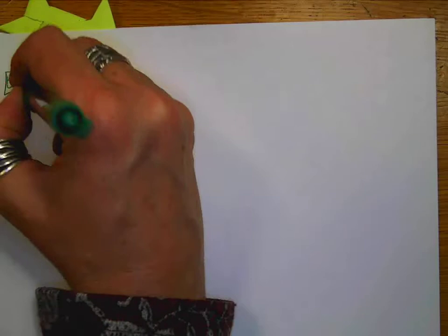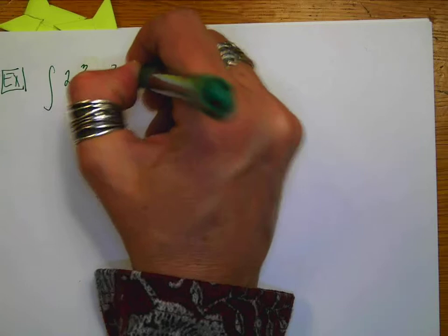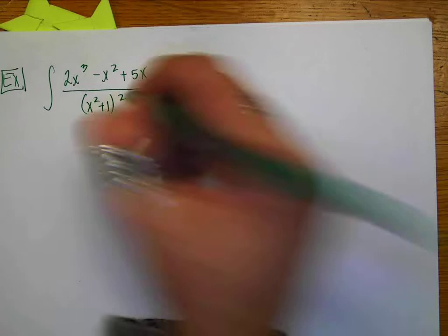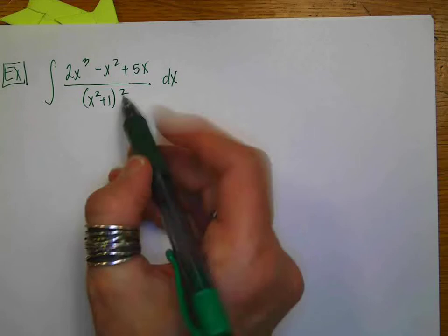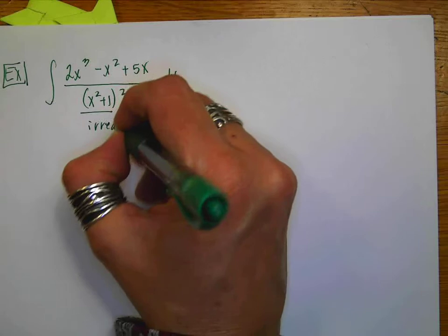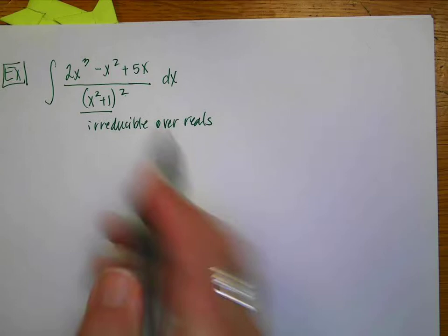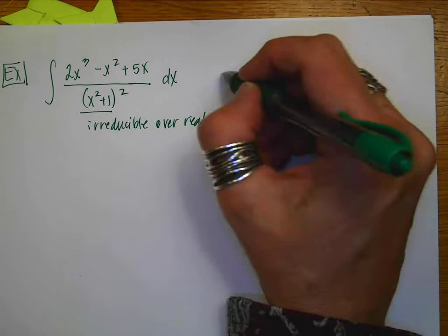All right, I have one more example for you, and again, it's just a slight different variation. This time I'm going to have the integral of 2x cubed minus x squared plus 5x over x squared plus 1 quantity squared dx. And so here's what makes this one different. Number one, I have a power. Number two, this is irreducible over the real, which means that when I try to solve for x, I get an imaginary number.